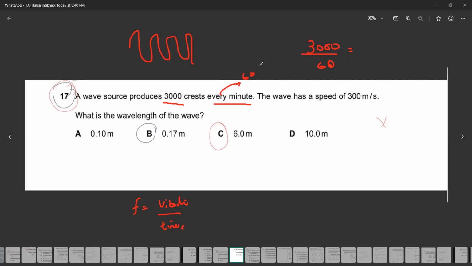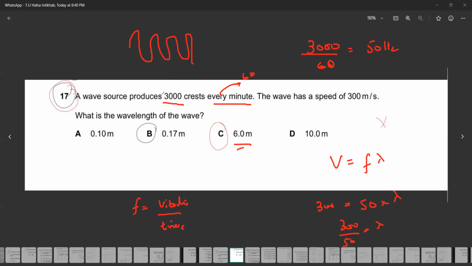So 3000 divided by 60 is equal to 50. So the frequency is 50 hertz. Now we need the wavelength, so v equals f lambda. v is the speed, which is 300, frequency is 50, and the wavelength we don't know. 50 is multiplied on one side, so on the other side it will be divided. So 300 divided by 50 is the wavelength, which is equal to 6 meters.